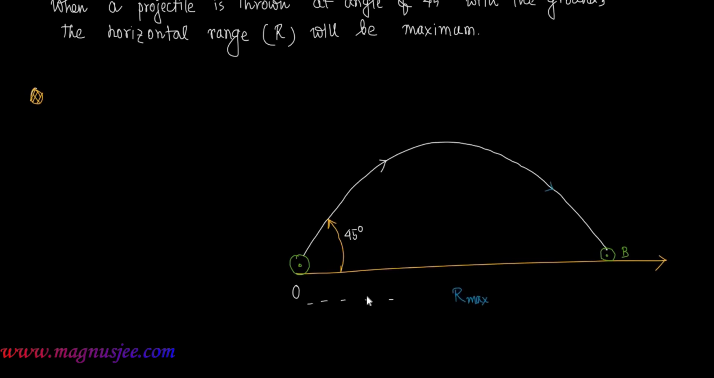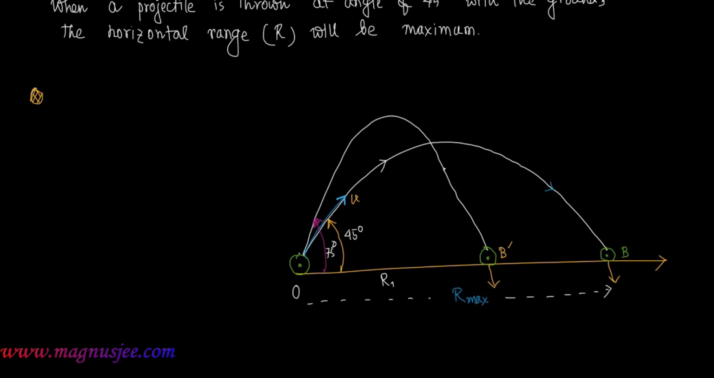That is, R max is the maximum horizontal range of the projectile which is thrown at an angle 45 degree. Again, if the same projectile is thrown at an angle 75 degree, in that case the projectile will describe this type of parabolic trajectory again and strikes the ground at the point B prime. Obviously at B and at B prime the projectile will strike the ground when they are projected at an angle 45 degree and 75 degree respectively. And for 75 degree, the horizontal range will be R1.